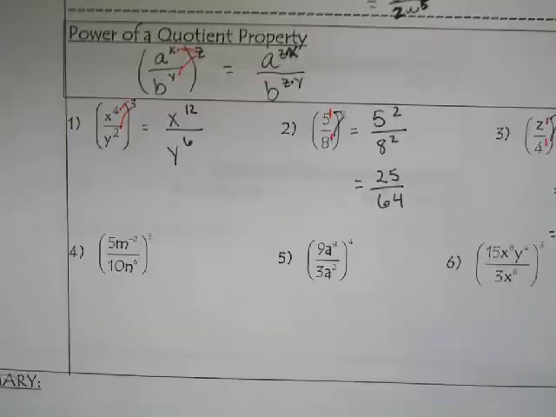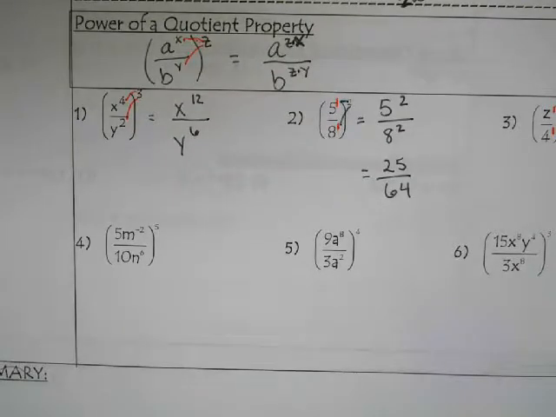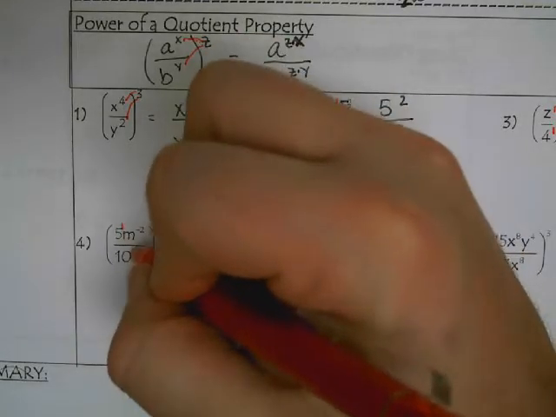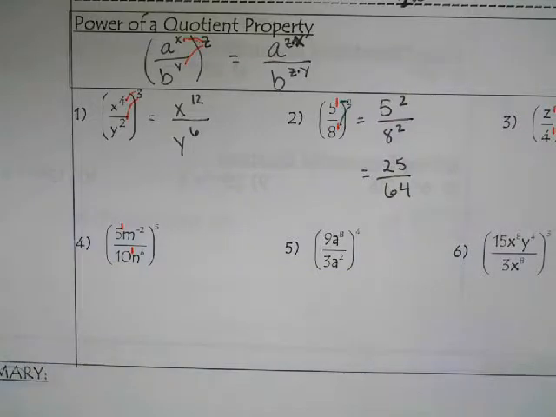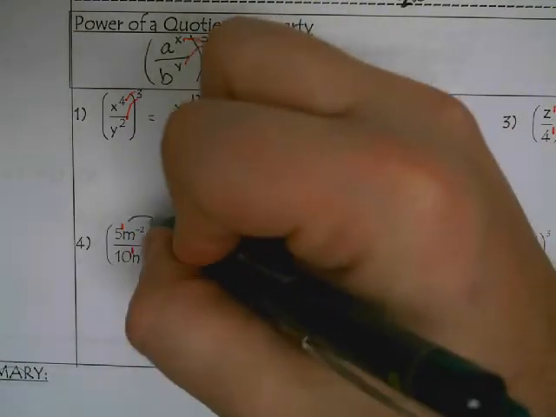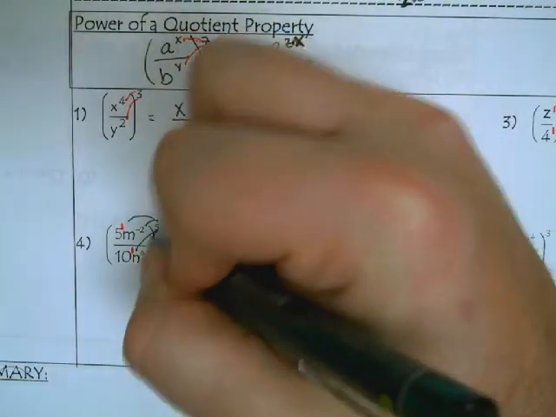Now let's move on to number 4. Same idea. I'm going to write in my hidden 1s. These are starting to get a little more complicated as we go. Now I'm distributing this 5 to every single exponent. So it's going to be distributed 1, 2, 3, 4 times.